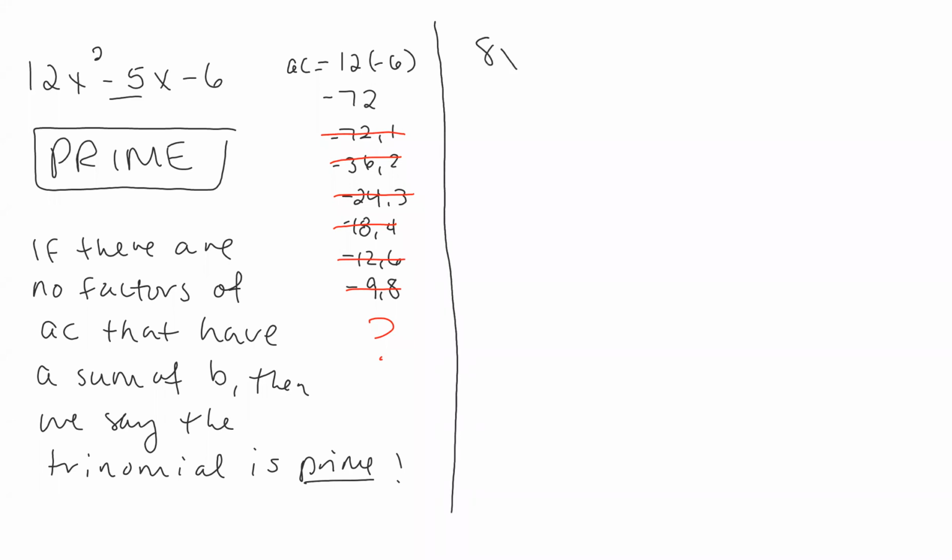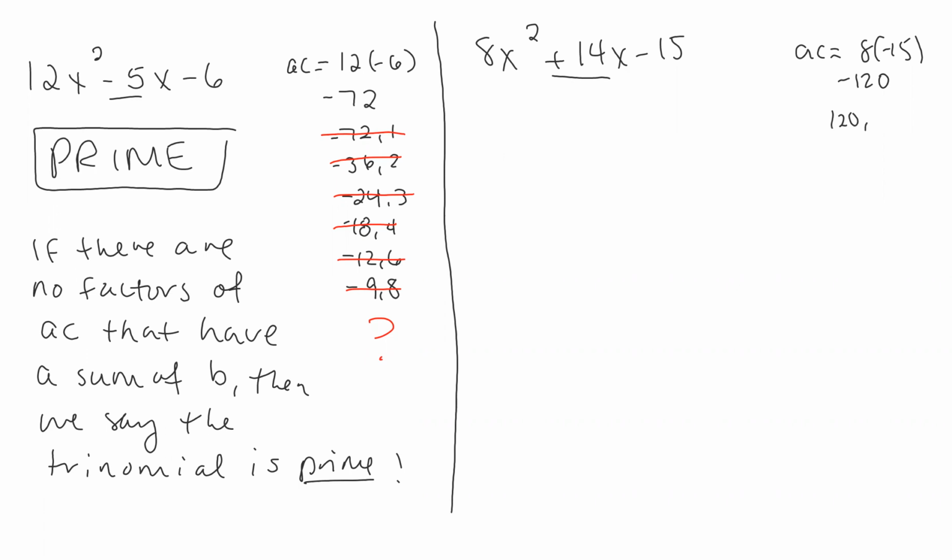So let's say we have 8x squared plus 14x minus 15. There's no GCF, so we jump straight to AC, which is 8 times negative 15. All right. And 8 times negative 15 is negative 120. Now, I do have a negative product here, so that means my factors of negative 120, one's going to be positive, one's going to be negative. And this positive on the 14x tells me that the larger factor is positive.